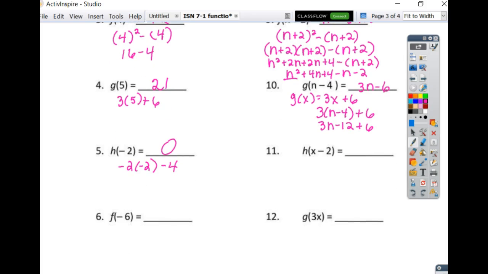So my h function. So wherever I see the x now, I'm going to replace it with x minus 2 right in here. So I have negative 2 times x minus 2 minus 4. I'm going to distribute the negative 2. What happens with the 4s? So I get minus 2x.